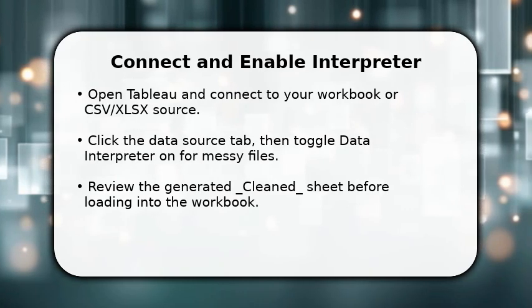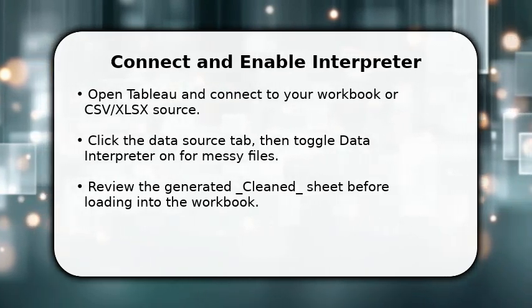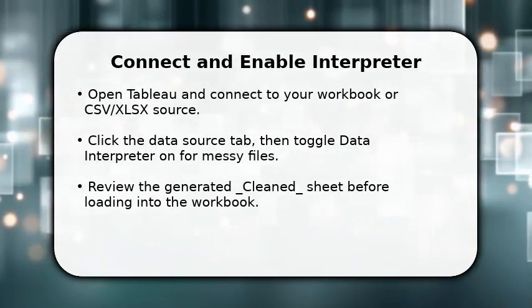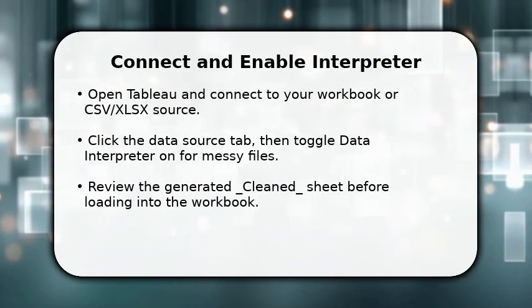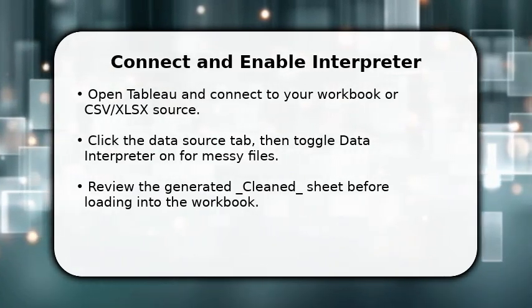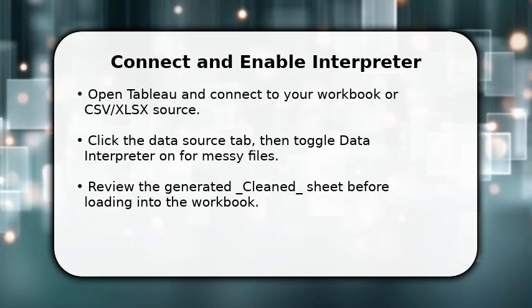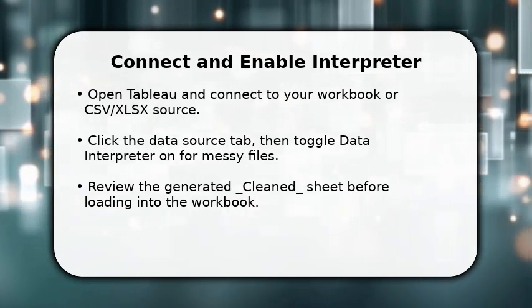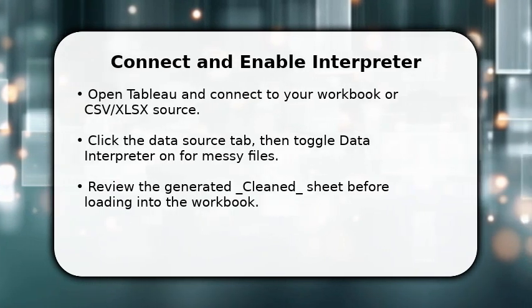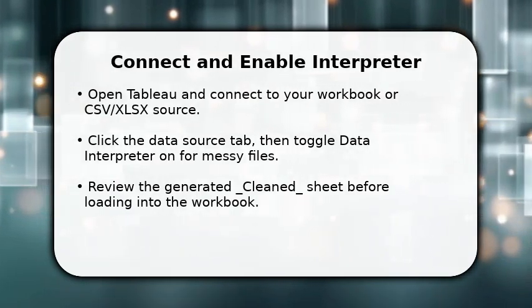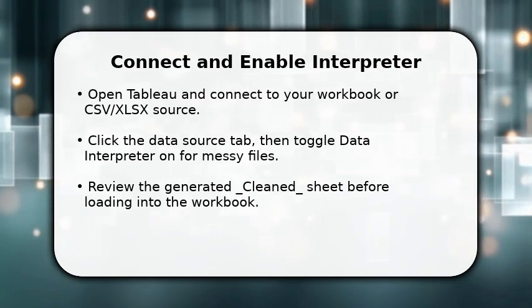You've got your file open in Tableau. Connect directly to the spreadsheet or CSV, and go to the Data Source tab. Once there, enable Data Interpreter. It runs immediately and produces a new cleaned worksheet. You do this because Interpreter detects header rows, merges broken rows, and removes extraneous notes so your columns align.